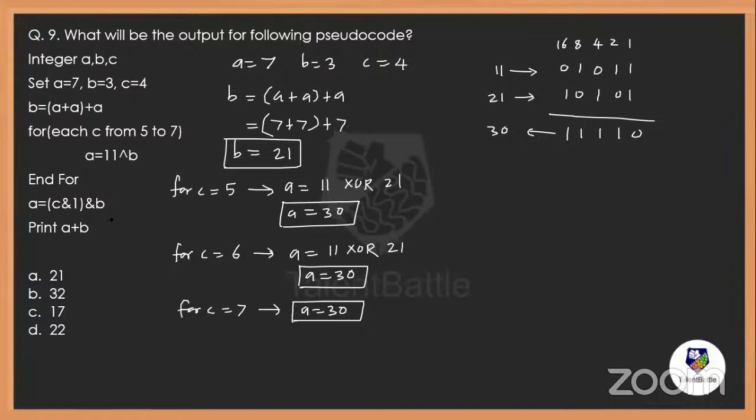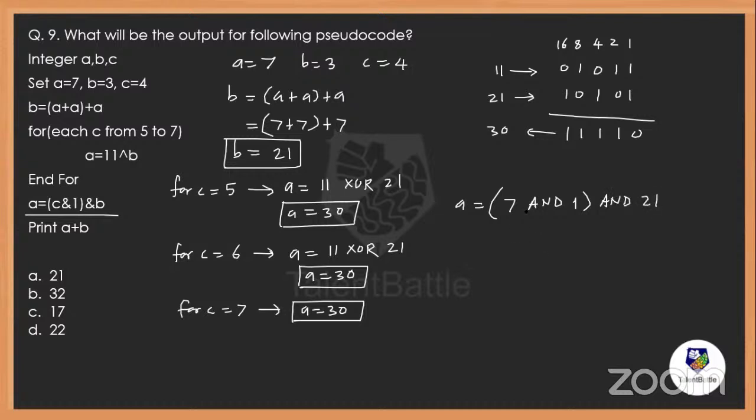After that, we have to solve this expression. A equals the C value. The C value is 7 now, updated. And there is a bitwise AND with 1. Again a bitwise AND with the value of B. The B value is 21.